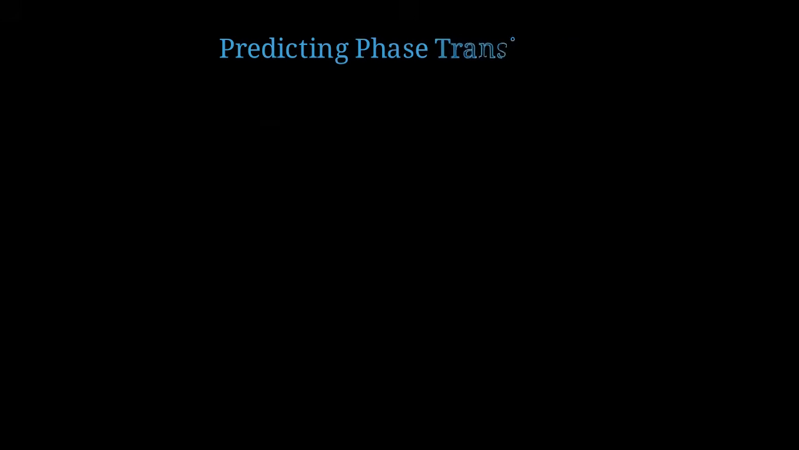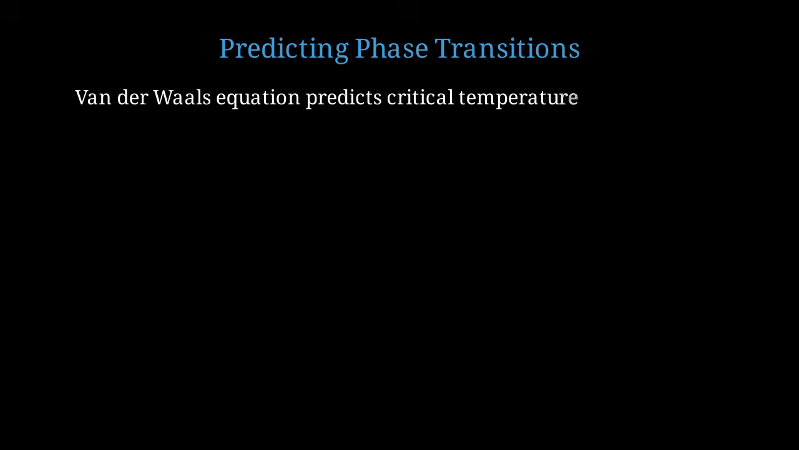The most remarkable achievement of the van der Waals equation is that it can predict phase transitions. It explains why gases condense into liquids. The equation predicts something called the critical temperature. Above this temperature, no amount of pressure can liquefy the gas.